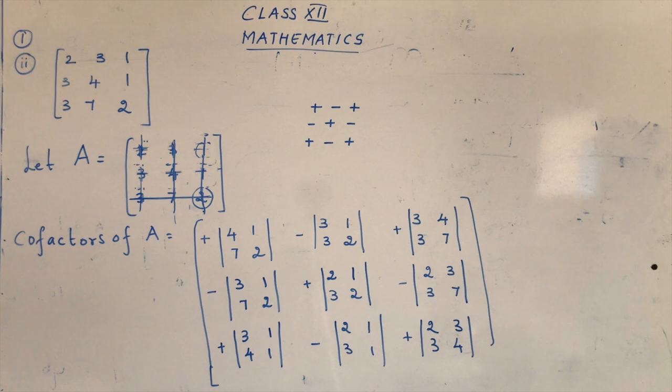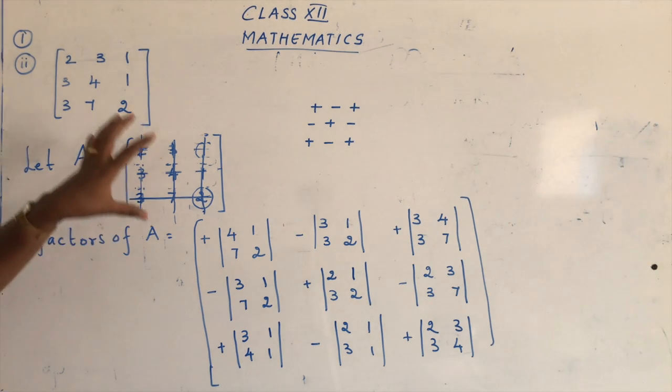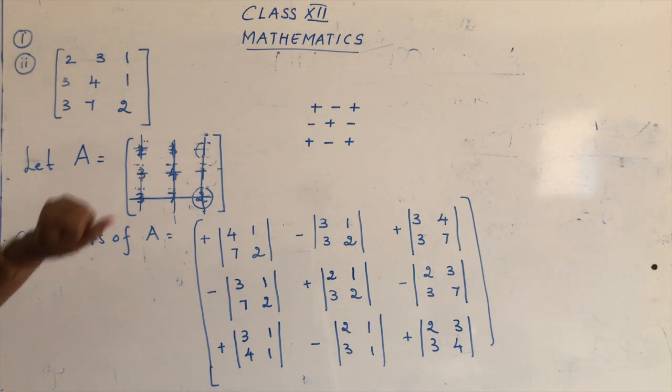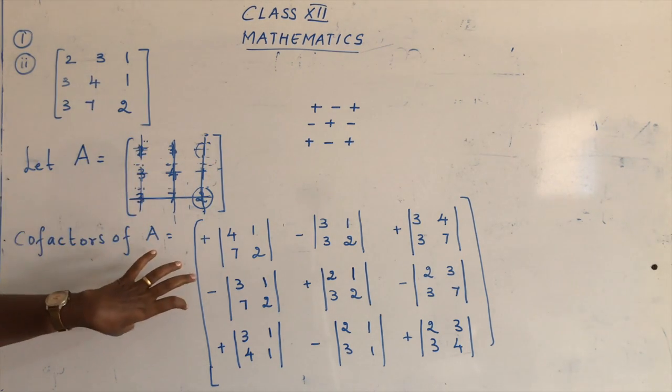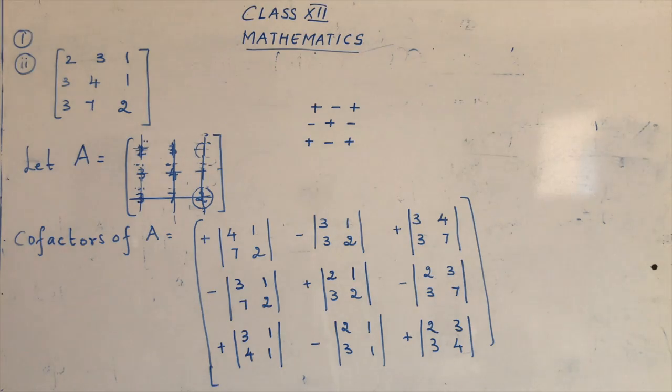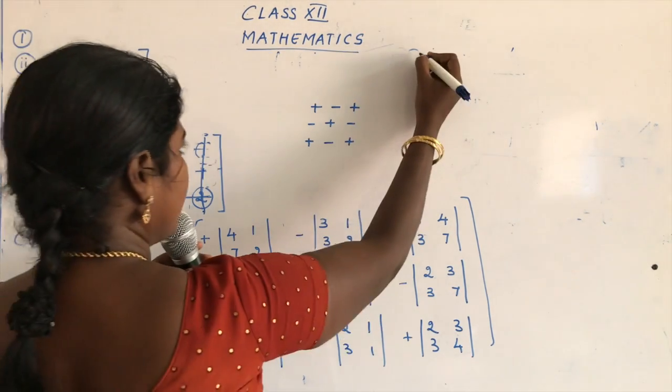I hope we have written everything correctly. So let's try to simplify it. For a 2 by 2 matrix, it's simple. We can directly find out the element. But for a 3 by 3 matrix, we have to find out the value and we have to write it. So let's find out the value. I'll just continue over here.